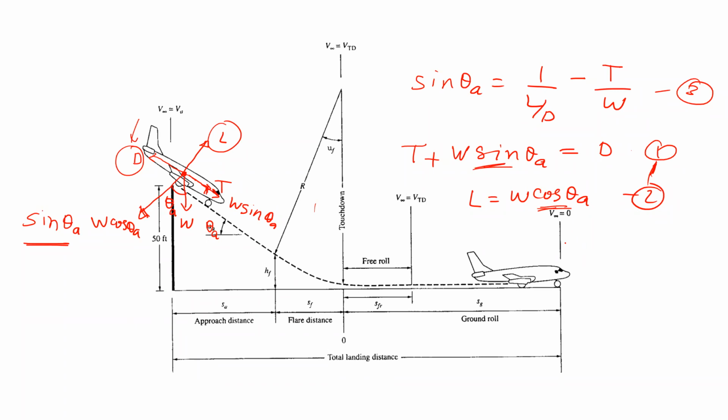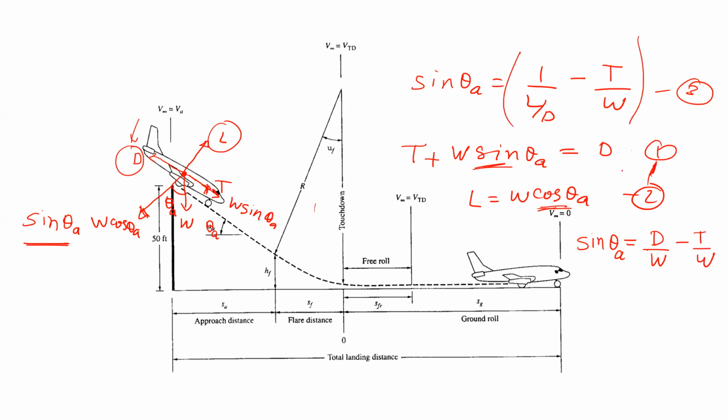Sir, we can also do it like this. We can get the value of W from the second equation, L upon cos theta A. Okay, so let's do this first. Sin theta A will be what? D over W, right? Minus T over W. Yes, sir.